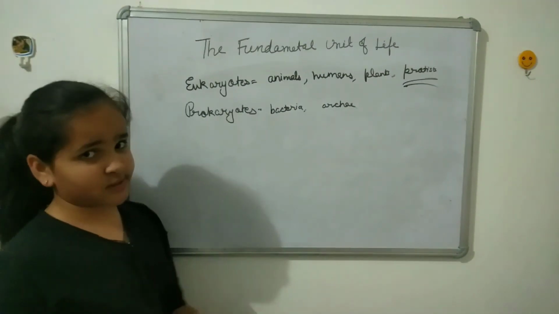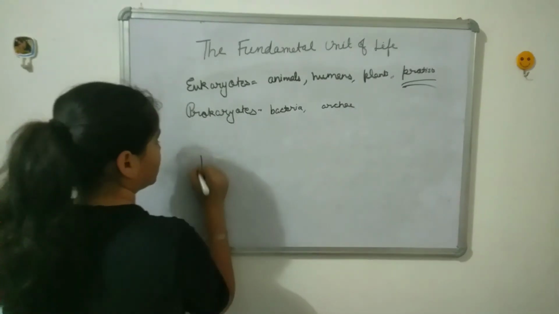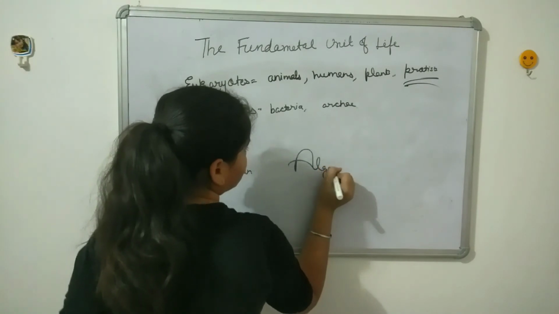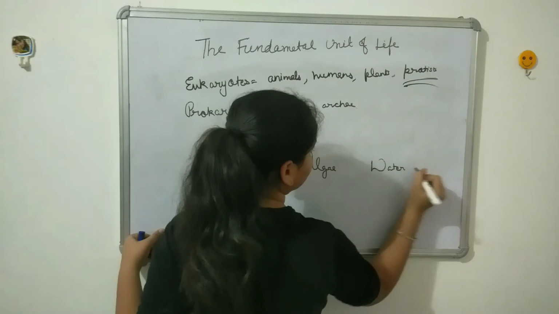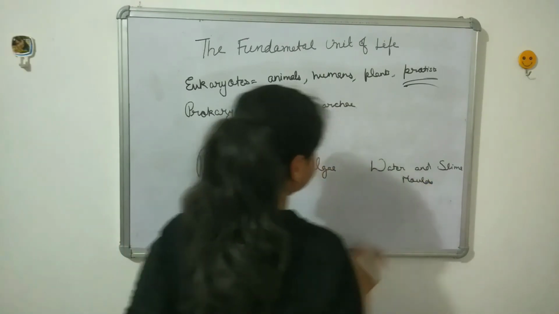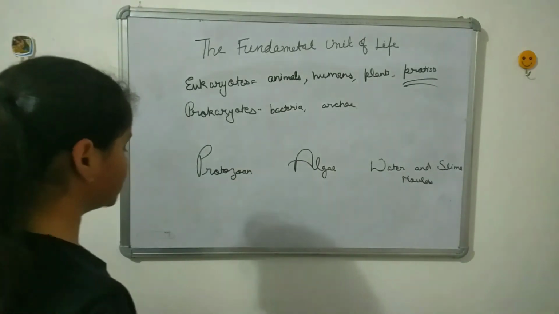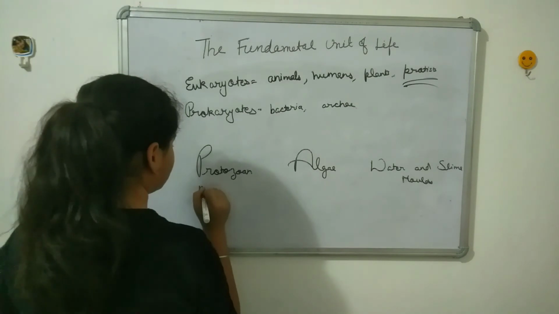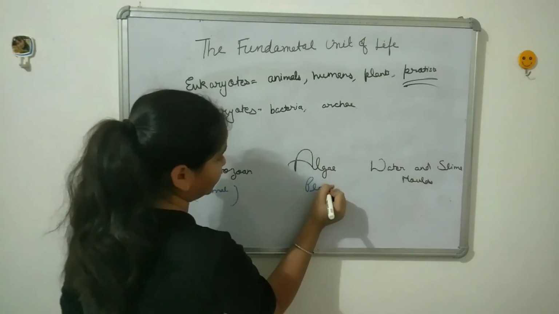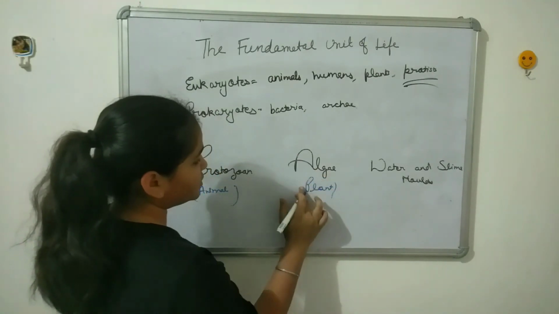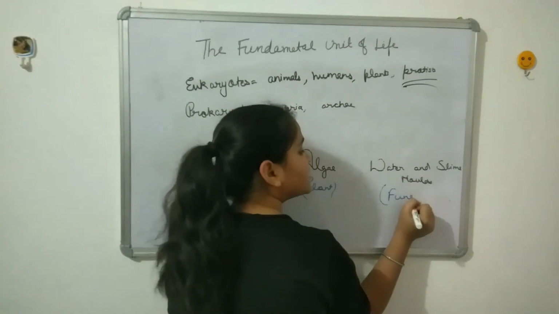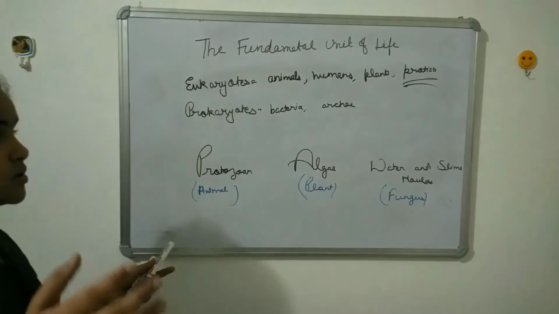So protists are a type of eukaryotic cells, and there are mainly three types of protists: protozoan, algae, and water and slime molds. So protozoans are animal-like protists. Algae are plant-like protists. So these water and slime molds look somewhat like fungi, so they are called fungus-like protists. So this was the whole scenario.